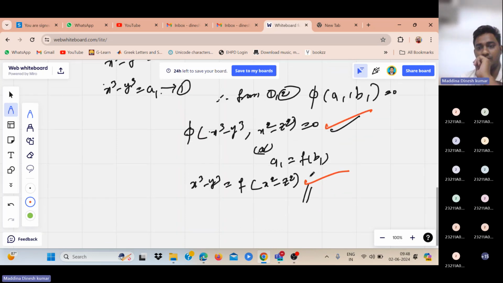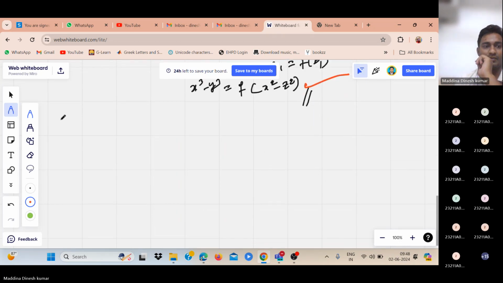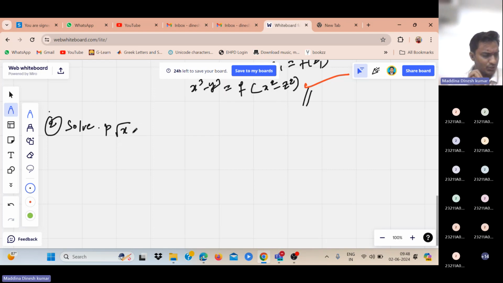So next I will solve one more problem. The second one: solve p square root of x plus q square root of y equal to square root of z. Assume it as equation number 1.